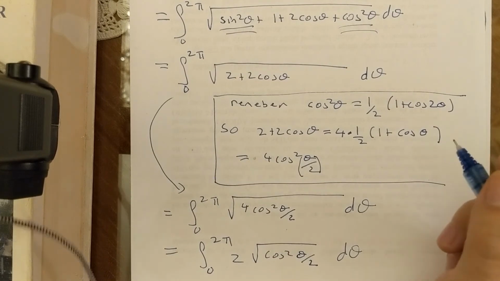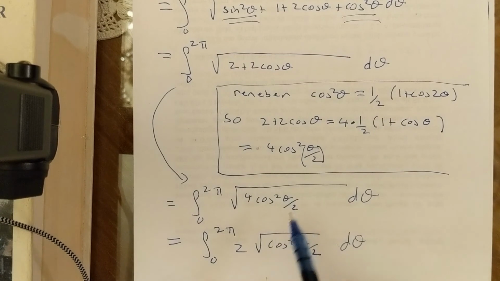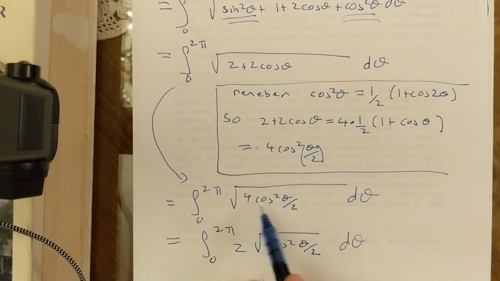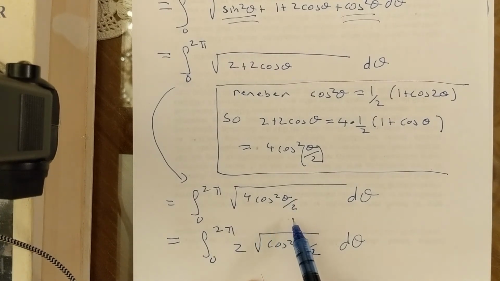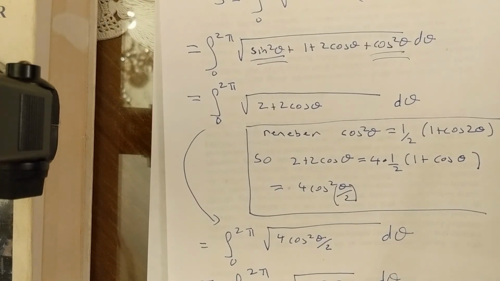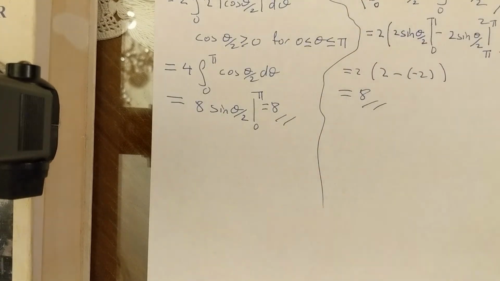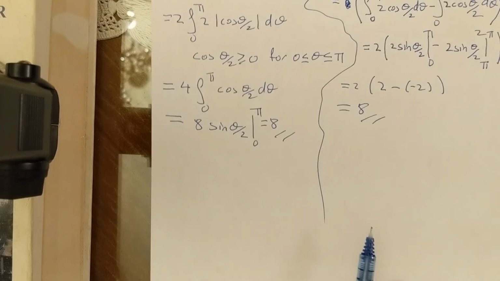So why is that good news? Because now we turn this 2 plus 2 cosine theta into 4 cosine squared theta over 2. You can bring the 4 outside the square root as 2, and we're interested in the square root of cosine squared theta over 2. Now, before you say, hey, that's going to be cosine theta over 2, make sure you're careful, okay? It's not going to come outside that simply.